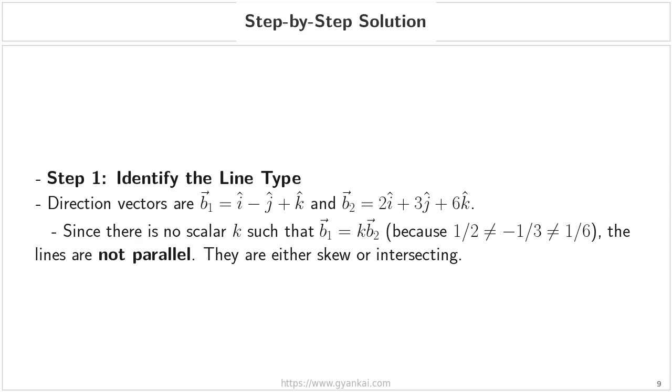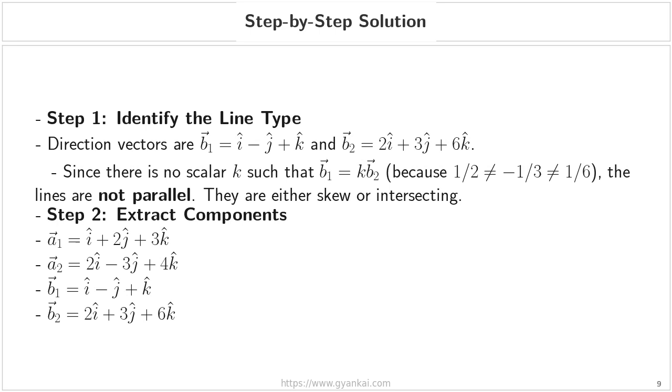If we look at the ratios of the components, 1 divided by 2 does not equal negative 1 divided by 3, and neither does that equal 1 divided by 6. Because these ratios are inconsistent, there is no constant k that works. This tells us the lines are not parallel, they are either skew or intersecting. Moving on to step 2, we need to extract our components from the original equations. We'll pull out our position vectors and our direction vectors.